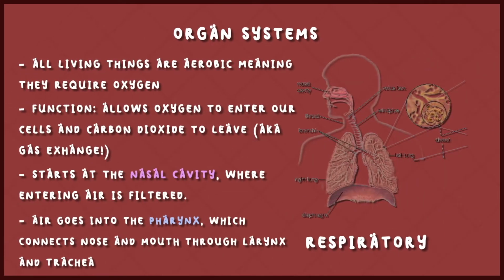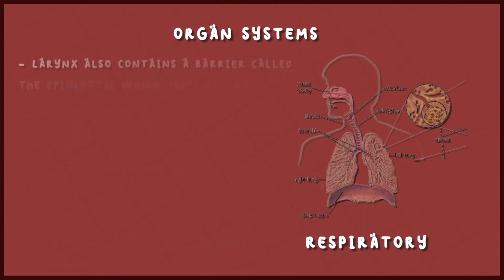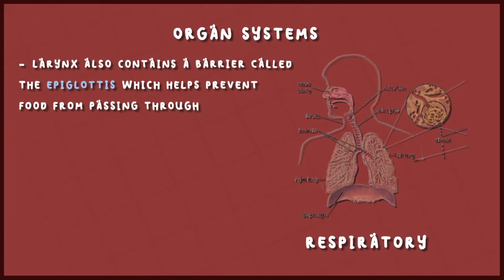The respiratory system. As we know, most organisms are aerobic, meaning they require oxygen. The respiratory system allows oxygen to enter our cells and carbon dioxide to leave, also called gas exchange. The system starts at the nasal cavity, where it filters the entering air. The air goes through the pharynx and larynx, which connects the nose and mouth, and then the trachea. The larynx also has a barrier called the epiglottis, which helps prevent food and drinks from passing through.